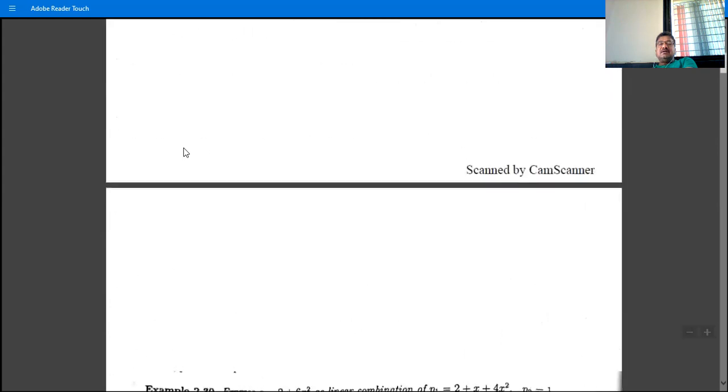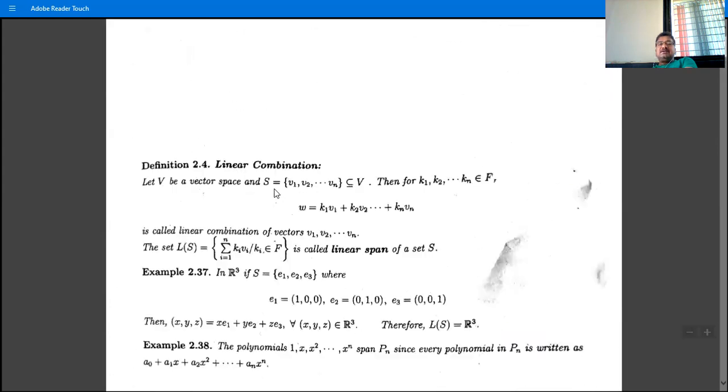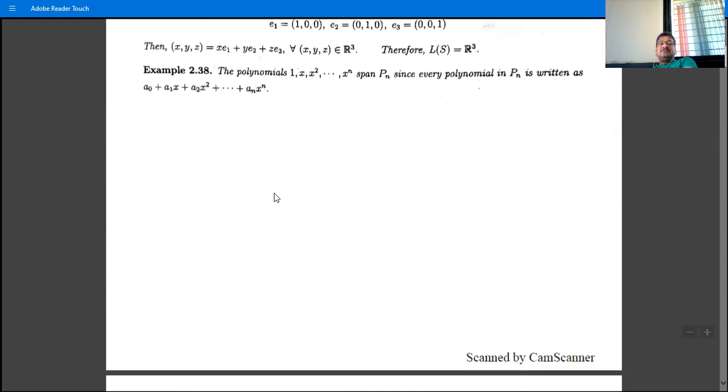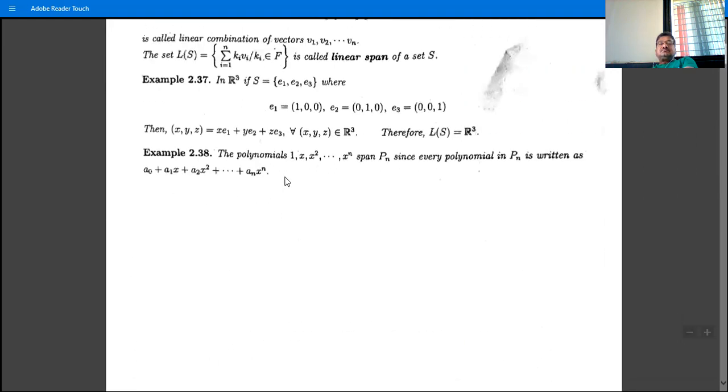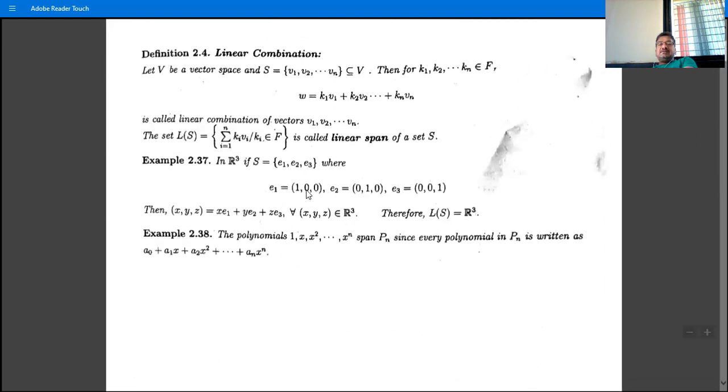So this is the first problem of our last lecture. If we denote E1 as (1, 0, 0), E2 as (0, 1, 0), and E3 as (0, 0, 1), every vector of R3 is expressed as a linear combination of E1, E2, E3. And we say that if S is the set containing the three vectors E1, E2, E3, then LS is equal to R3. Or we say that S spans R3, or R3 is spanned by S.